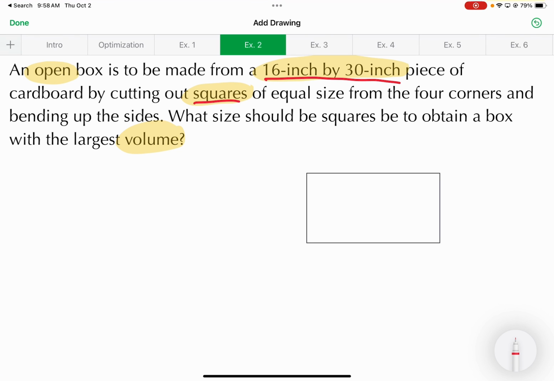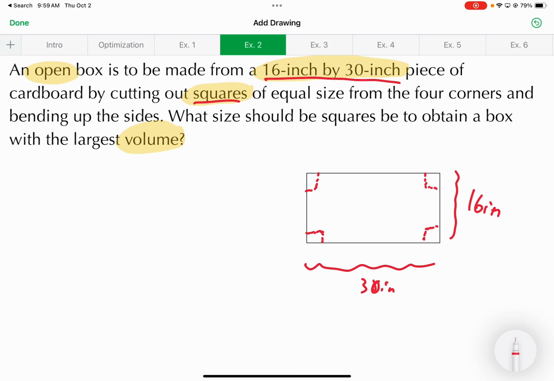Okay. All right, so I've got a 30-inch by 16-inch piece of cardboard. And then what's happening is they're cutting out squares so that they can turn up the sides. Okay? So that means I'm cutting out squares from each corner. The question is, what should be the dimensions of that square? Like what size should that square be? Okay? So if that's what we're solving for, then what should I do with that square?